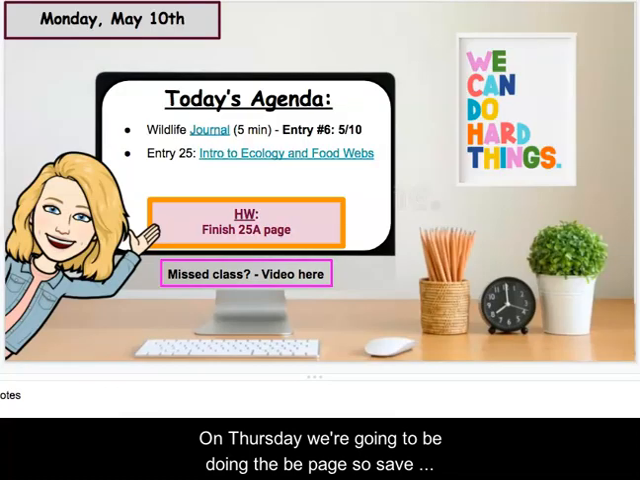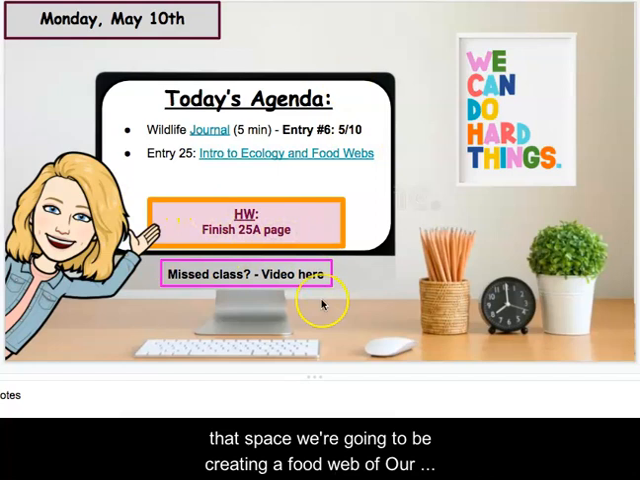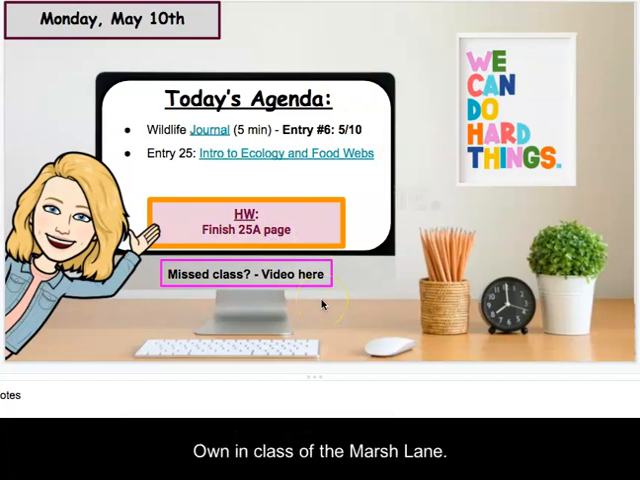On Thursday, we're going to be doing the B page. So save that space. We're going to be creating a food web of our own in class of the marshland.